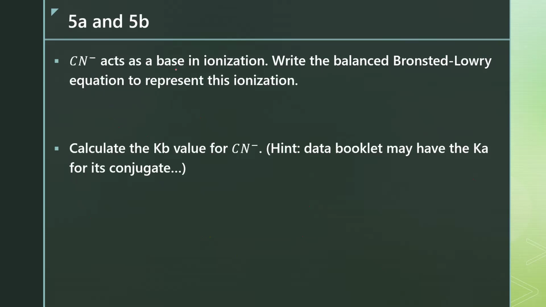That just means since this is acting as a base, we know from Bronsted-Lowry that it's going to be gaining an H. So we've got CN negative. Of course, it's ionizing, so we have to say plus H2O. But it's going to be gaining an H because it's acting as a base. So this is going to become HCN. Plus, the H it came from was one of these ones, so it's going to drop an H from the H2O. That's just going to leave us with OH negative. That's all you got to put on that one.